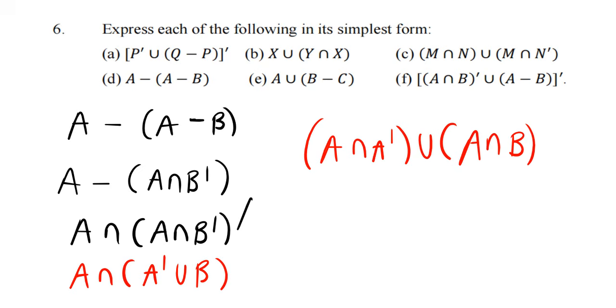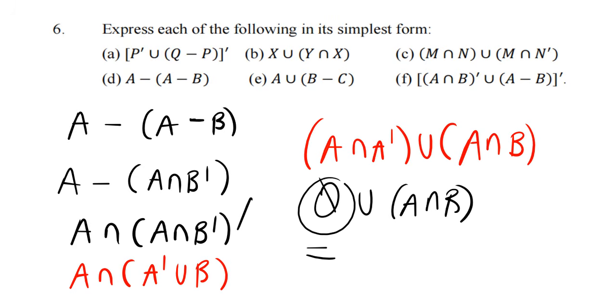Then what is the intersection between A and its complement? There is nothing, right? If we draw a Venn diagram, this is A, then this is A complement. What are you going to find in both sets? There is nothing, right? So in this case it's an empty set. So an empty set union A intersection B. Now union, you're combining nothing plus something. You're always going to get something, right? So in this case I'm just going to have A intersection B. So that is our final answer.